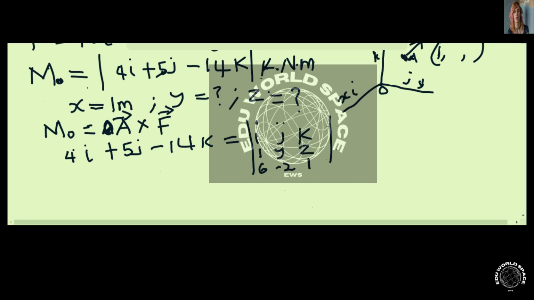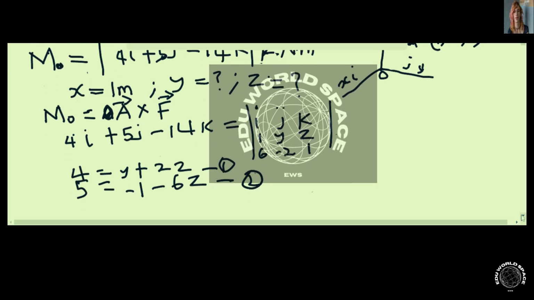We're going to arrive at some equations. 4 is equal to y plus 2z, we call that equation 1. We have another equation: 5 is equal to minus 1 minus 6z. You can call this equation 2.